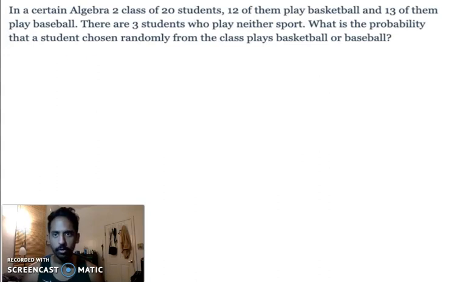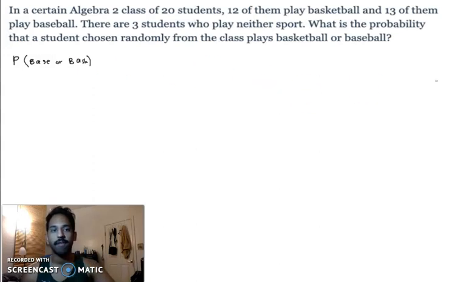All right. So it appears this question is asking us to find the following piece of information. The question's asking us this. What is the probability that someone plays baseball or basketball? In order to find that information, it's going to be really helpful for us to draw out a table.